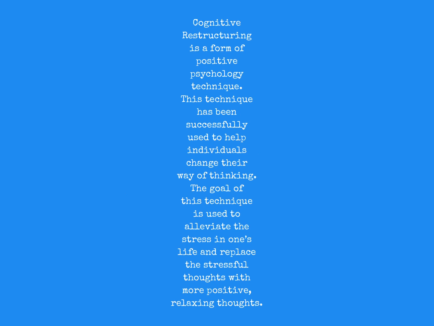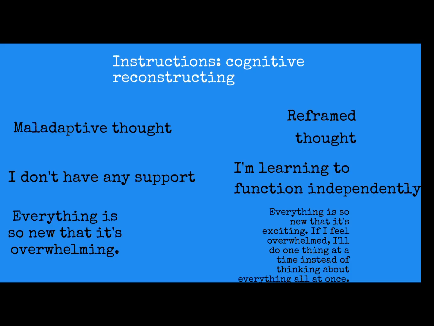Our next technique is cognitive restructuring, and is a form of positive psychology technique. This technique has been successfully used to help individuals change their way of thinking. The goal of this technique is to alleviate the stress in one's life and replace the stressful thoughts with more positive and relaxing thoughts.